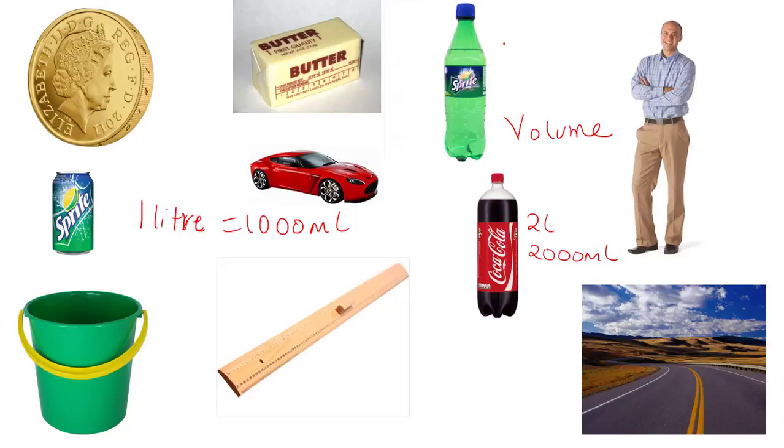Now, this is always half a liter. Half a liter is written as 0.5 liters. Now, half a liter is going to be half of this 1,000 here in milliliters. So that's going to be 500 milliliters. Okay. So this small bottle of Sprite will always be 500 milliliters.